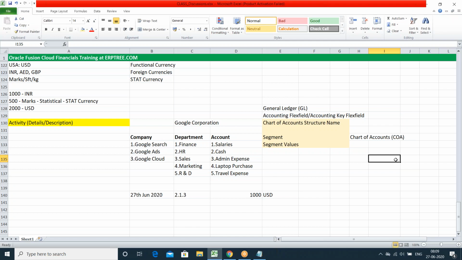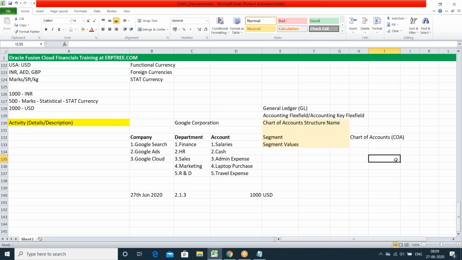So when you are recording the transaction, which details you want to capture into each and every transaction, which is required for your reporting purpose, that you can create as segments. The relevant values you can create as segment values. Okay, this is how you can create the chart of accounts. Where can you create the chart of accounts? By using the accounting flex field.